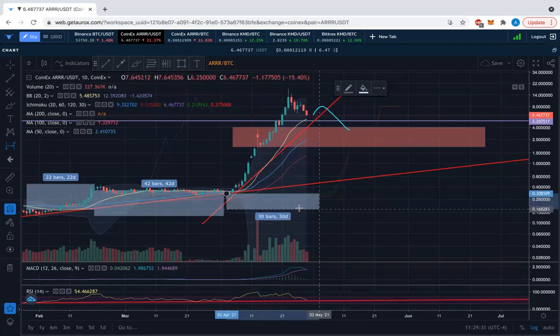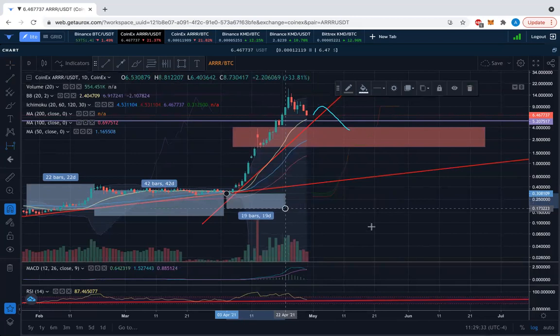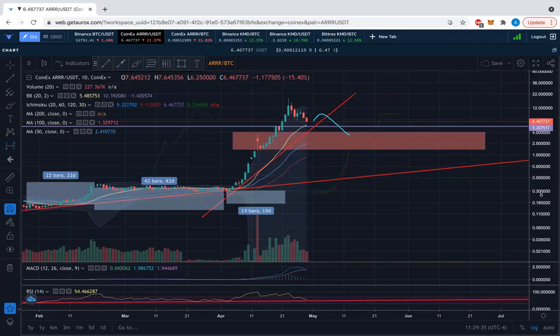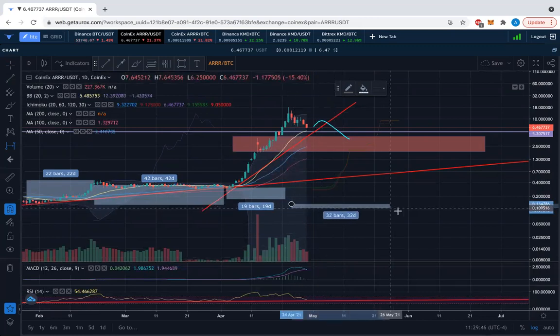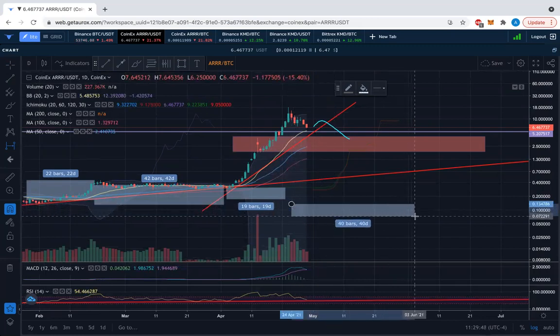Now we've got roughly 19 days. If we're following the same pattern, we are talking about, oops, no, that's not 19 days, probably 20 days. So we're talking another 40 days, which brings us to the beginning of June. And so, yeah, who knows?